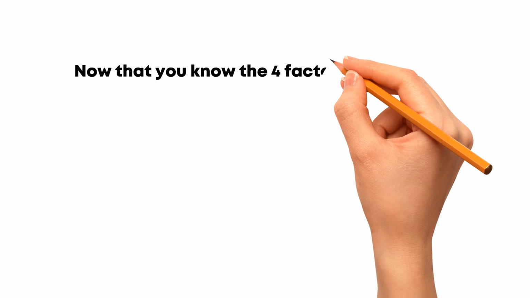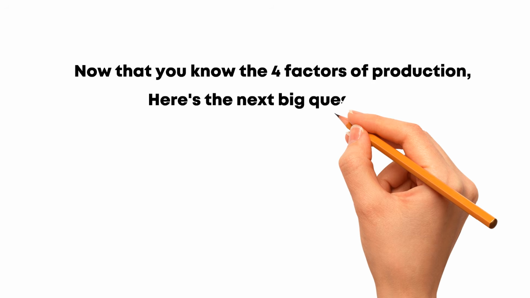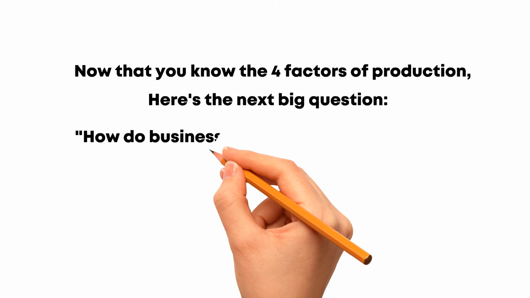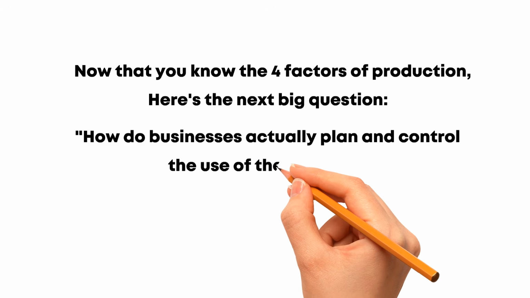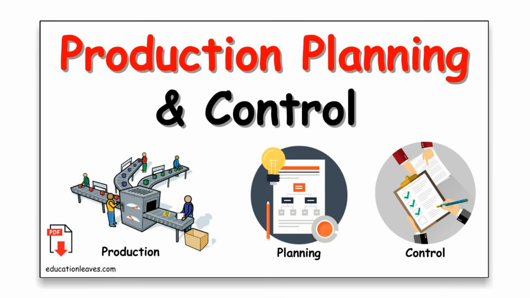Now that you know the four factors of production, here's the next big question. How do businesses actually plan and control the use of these factors? That's exactly what I cover in my video on production planning and control, where you'll learn how companies manage resources, set timelines, and make sure products reach customers without chaos.